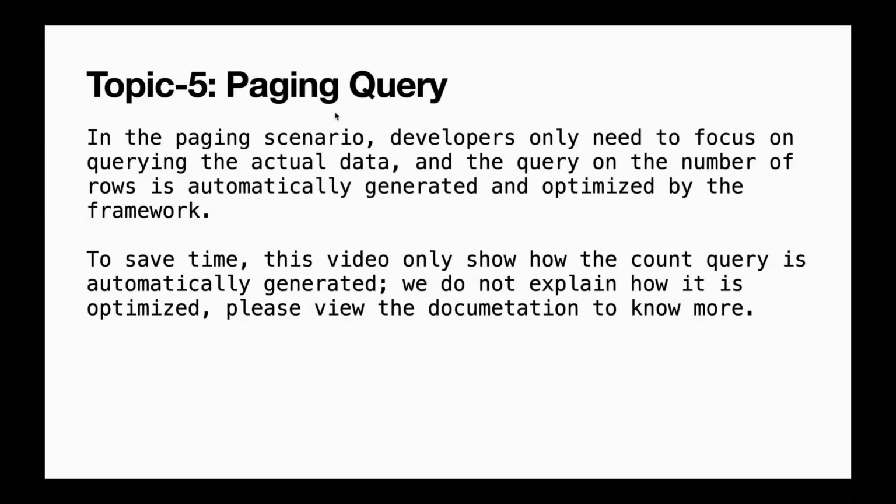The fifth topic, paging query. In the paging scenario, developers only need to focus on querying the actual data, and the query on the number of rows is automatically generated and optimized by the framework. To save time, this video only shows how the count query is automatically generated. We do not explain how it is optimized. Please view the documentation to know more.